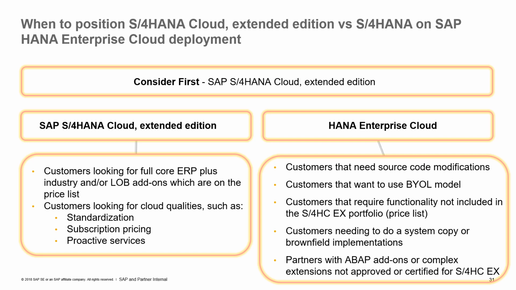First of all, we want you to consider that SAP S4HANA Cloud Extended Edition is your de facto if this is the result out of the DDA tool. These are for customers looking for a full core ERP plus any industry and or line of business add-ons such as finance, cash management, or risk solution like access control or retail solutions, etc., which are on the price list. Customers are also looking for cloud qualities such as standardization, subscription pricing, and proactive services included.